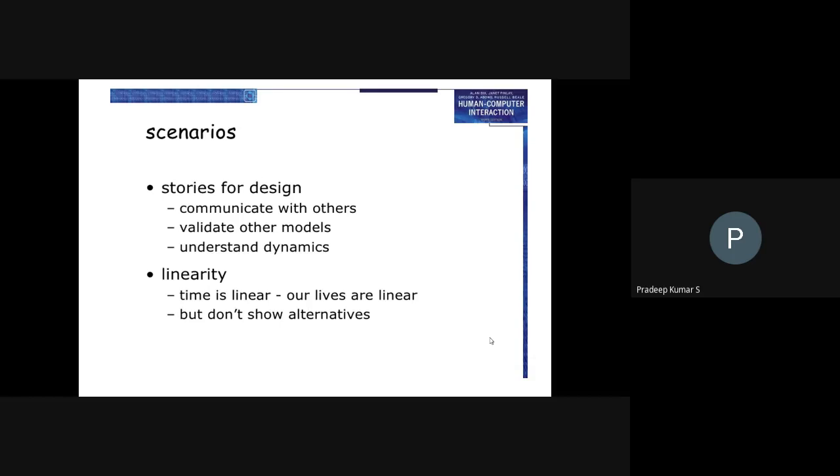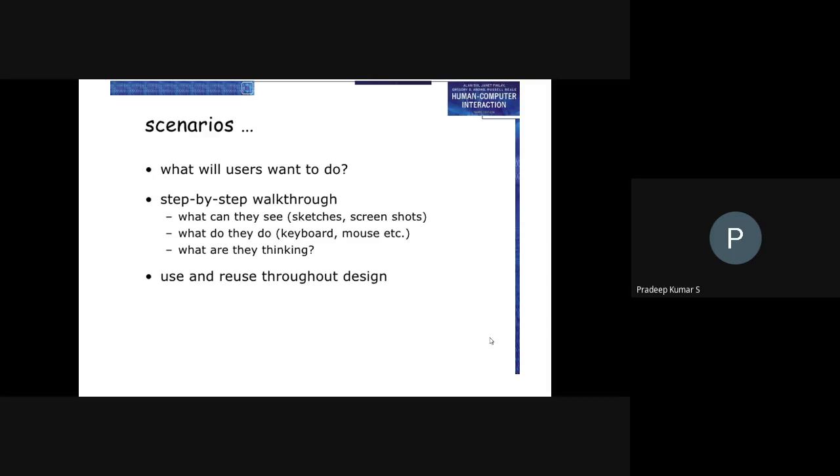Linearity: time is linear but does not show the alternatives. What will the user want to do? A step-by-step walkthrough, use and reuse throughout design. So here, what they see, what they do, what they are thinking. What they see: the screenshots, that is in front of the scenario we are seeing, the environment. What do they do: the keyboard or mouse interaction. What they are thinking, that is the thing.